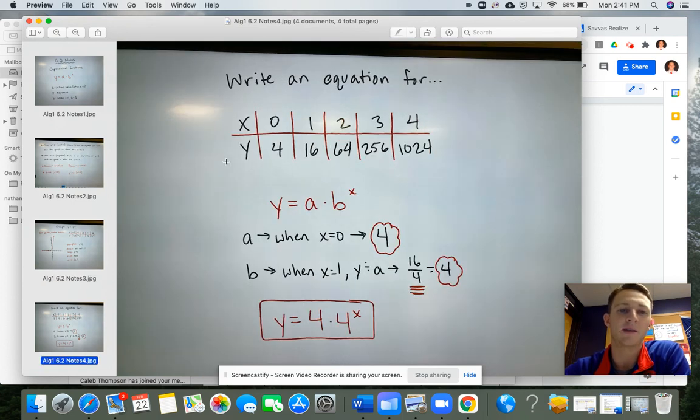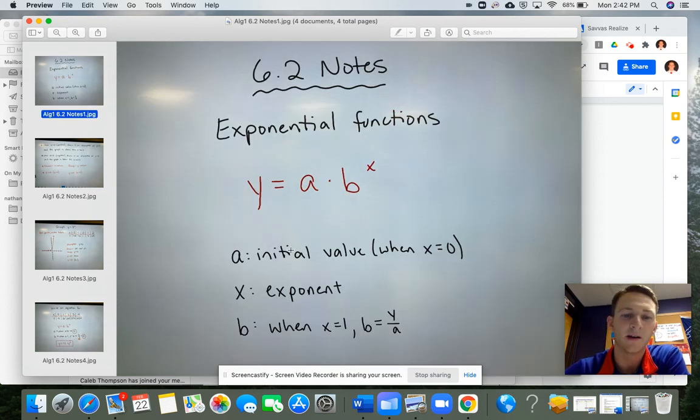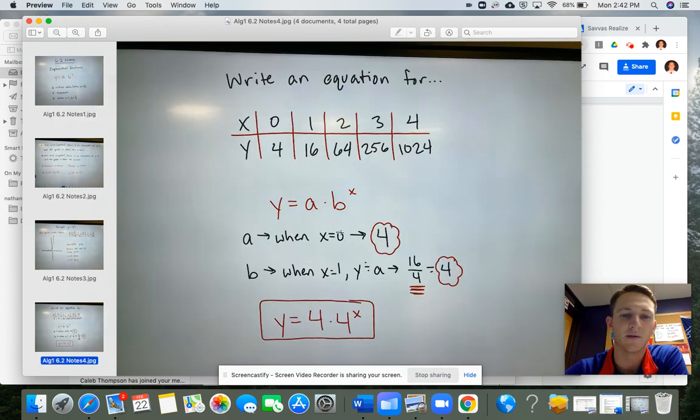And lastly, they're going to give us a table, some data points, and we're going to kind of work backwards and write the equation for it. So they give us this line that has a point 0, 4, 1, 16, 2, 64, and so on. And we're going to start with the skeleton of y equals a times b to the x. Well, if we go back here, a is the initial value, and we plug in 0 for x. So let's solve for a when x equals 0.